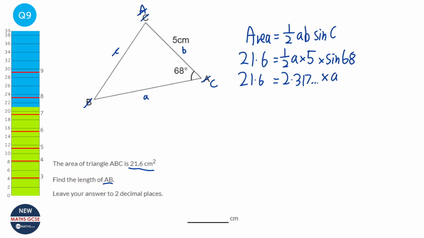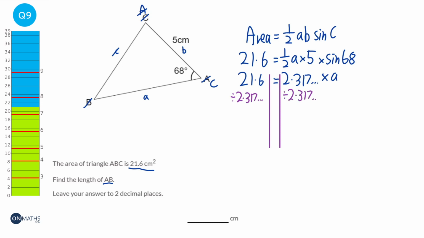And then we're going to do a bit of solving, because if we divide both sides by that 2.317 and so on, that'll give us what a is. So when we do that, we get 9.318 and so on equals a. So rounded to 2 decimal places, that's going to be 9.32.